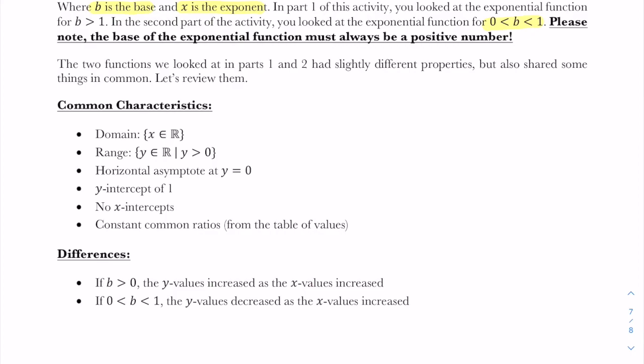First off, they both have a domain, that is the set of real numbers. They both have a range, that is the set of real numbers where y is greater than, but not equal to 0. They both have horizontal asymptotes at y equals 0. They both have y-intercepts of 1. They both have no x-intercepts. And they both have constant common ratios. That's what they have in common.